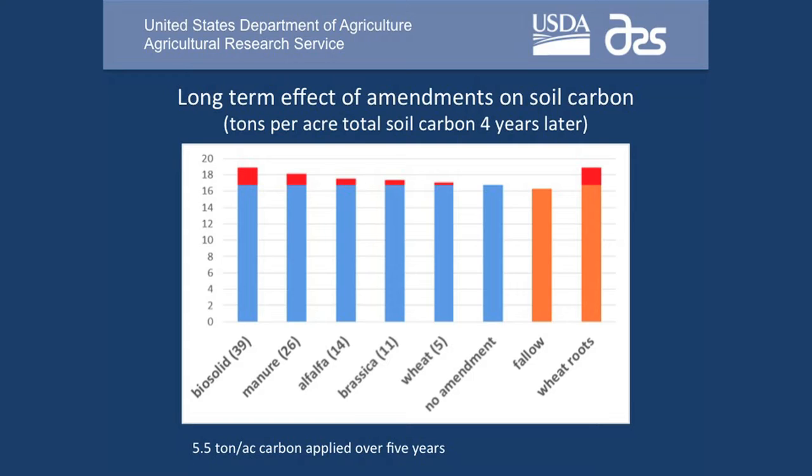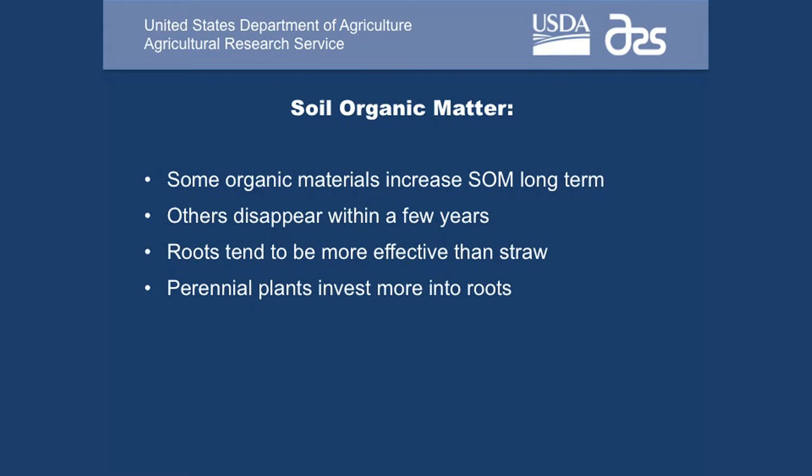And in general, scientists agree that root matter tends to be more effective, just like biosolid tends to be more effective than some other carbon substances. Roots tend to be more effective than the above ground residue, the crop residues, in increasing soil organic carbon. So some organic materials increase soil organic matter long term. And here's an example of biosolids and manure, pretty effective.